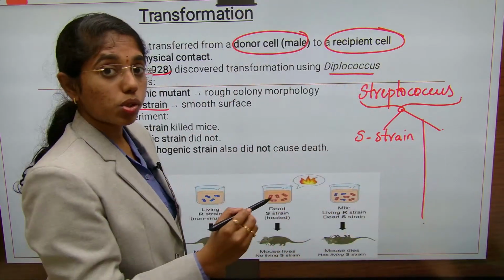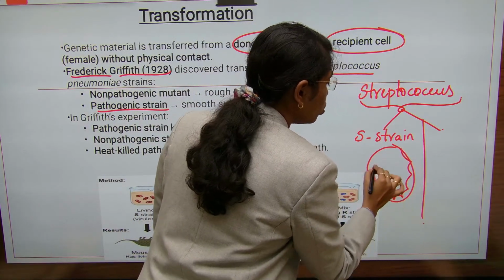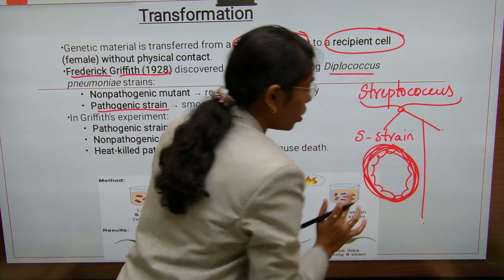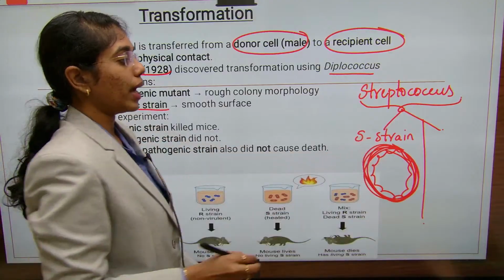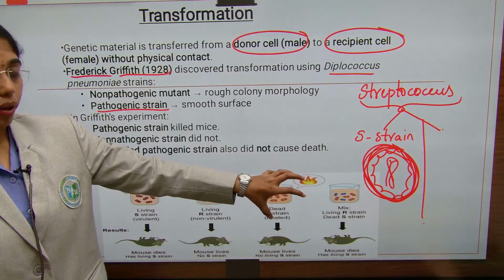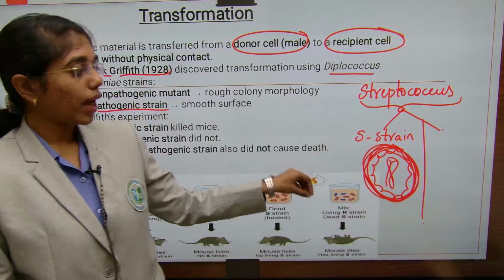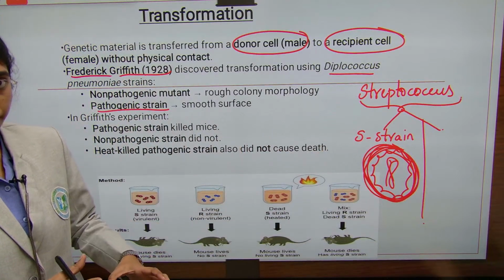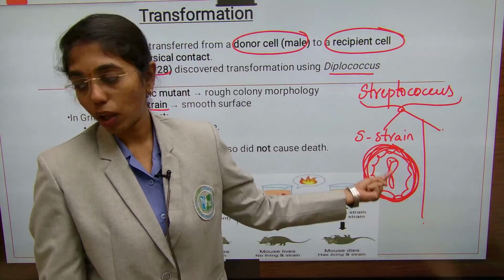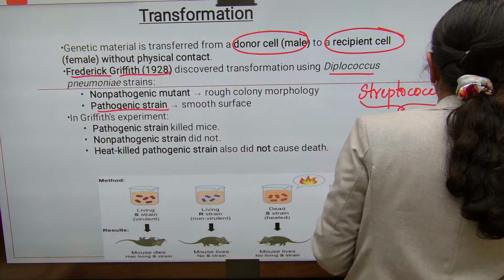What is the smooth strain? Here, the bacterial cell wall is covered by a smooth, shiny coating around the bacteria, which gives it additional support to thrive in the host environment. In the host body, the bacteria will survive because of this thick, shiny cell wall.